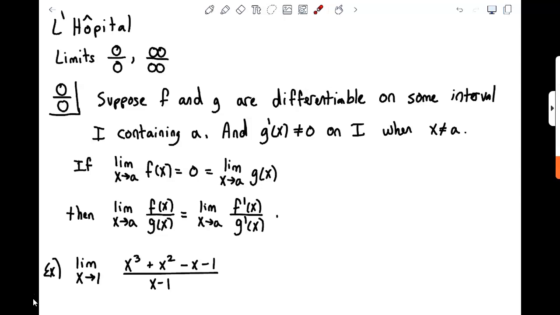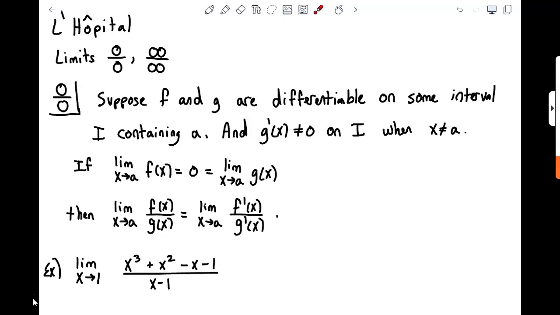Now, how would you have done this without L'Hopital's rule? Some of these limits are ones you could have done without L'Hopital's rule. So this one here, you actually would do some factoring. You could factor the top by grouping here, and you'll eventually be able to cancel out a factor of x minus 1, I believe is how this would work. Or you could have done long division, divide x minus 1 into that, and see what you get that way as well.